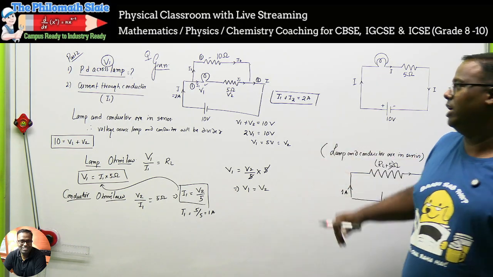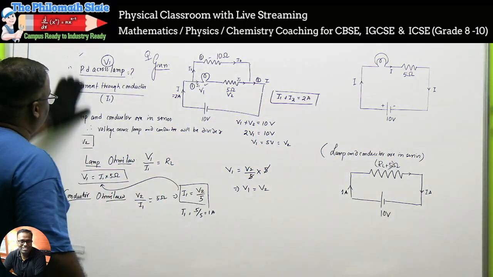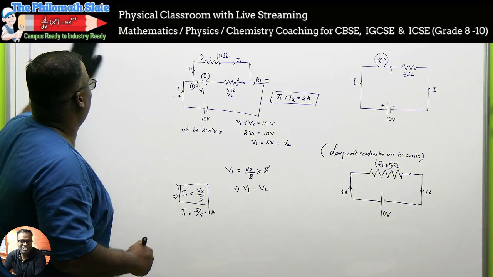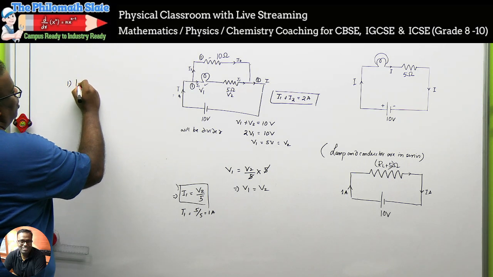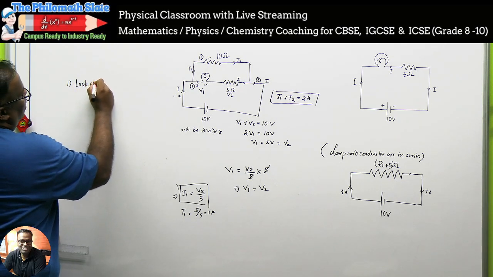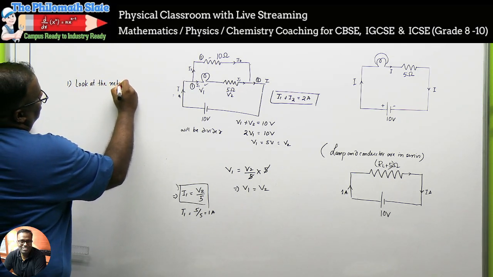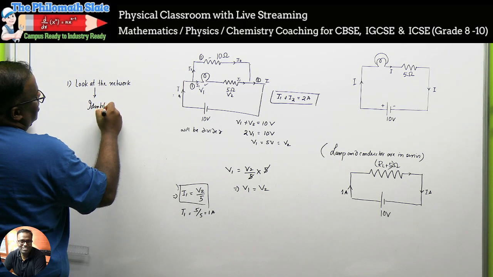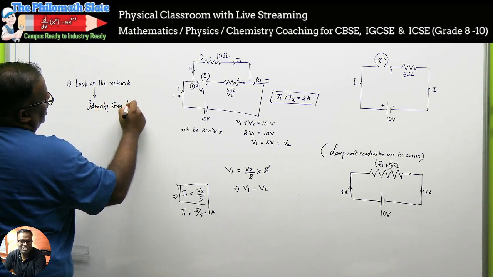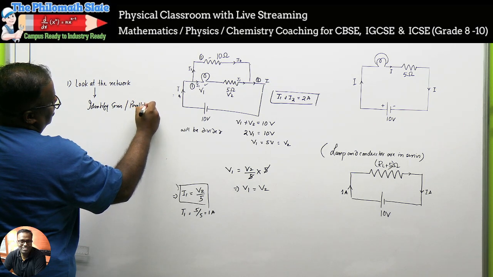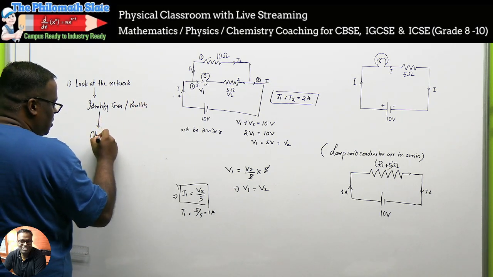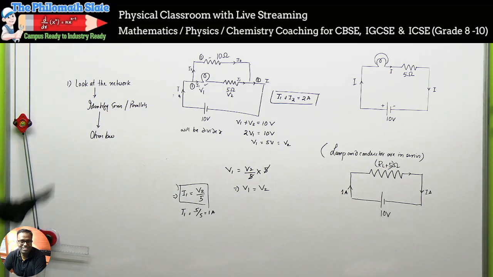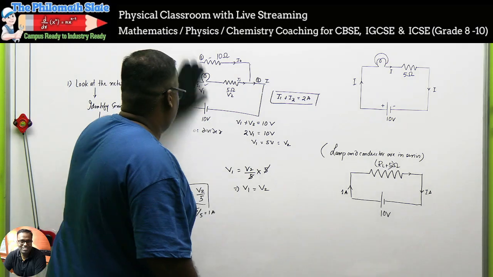Whenever you get these resistor type problems, the first thing you should do, number one, is look at the network. Look at the network, and after looking, identify series and parallel. And after that your only job is Ohm's law. That's it.